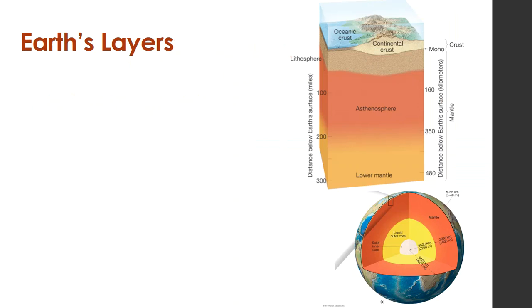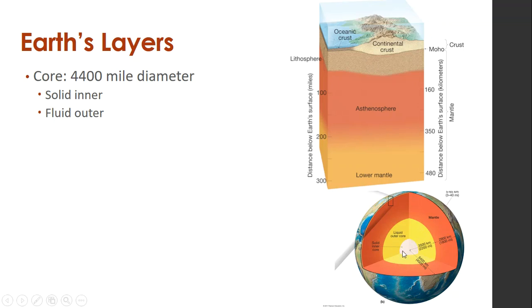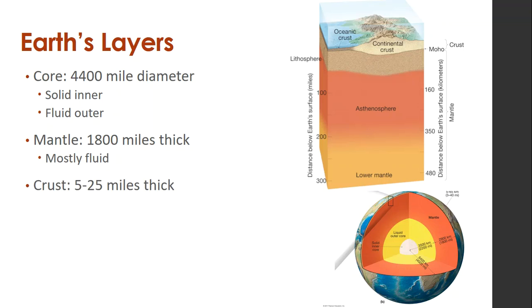So first we're going to talk about the Earth layers, because the Earth is in layers. We have the Earth's core, which is about 4,400 miles in diameter. There is a solid inner core and a fluid outer core right here. The mantle beyond that is about 1,800 miles thick, and it is mostly fluid, mostly magma. And then we have the crust, which is where we interact with the Earth, and that is 5 to 25 miles thick, depending on where you are.